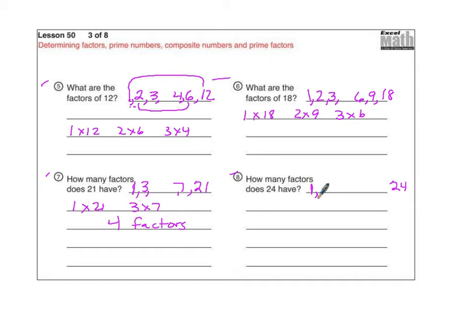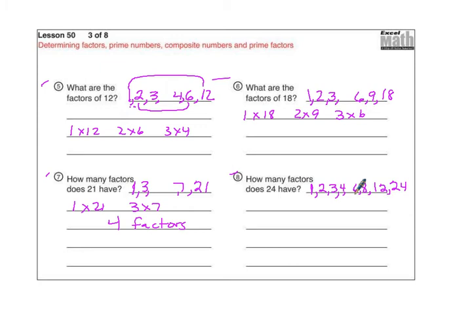1 times 24. How about 2? Does 2 go into 24? Yes. 2 times 12. How about 3? Oh yeah, 3 times 8. I don't know if you caught that one. Does 4 go into 24? Yes, it does. 4 times 6. The only number between 4 and 6 that we haven't tried yet is 5.